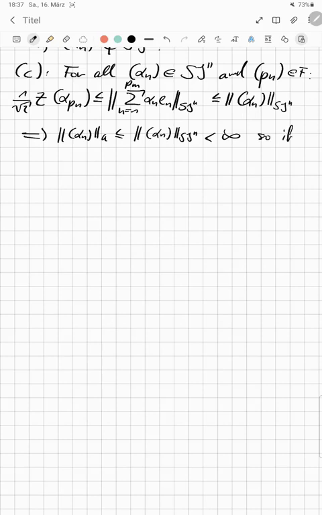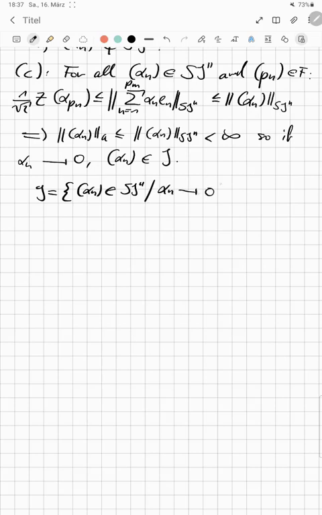So if alpha n goes to 0, then alpha n is certainly part of J. Because that this is finite is one of the conditions that must be true for a sequence to be in J, and the other condition is precisely that it goes to 0. So we get exactly what we wanted. J is made up precisely of those sequences from Sj dash dash such that alpha n goes to 0. Okay.